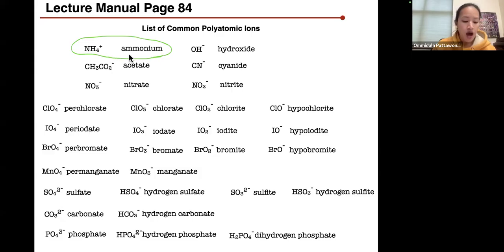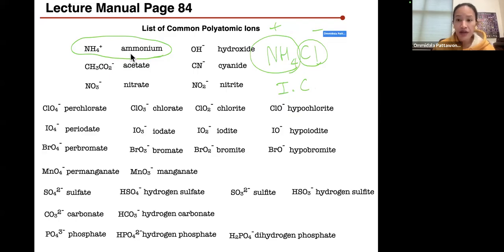So in this case, if you see something like NH4Cl, even though they all contain nonmetals, this is going to classify as an ionic compound. It's just because it contains the ammonium ion. It comes from the positive ammonium ion and the negative chloride ion. That's why it is classified as an ionic compound.